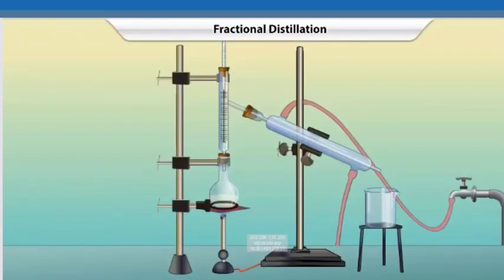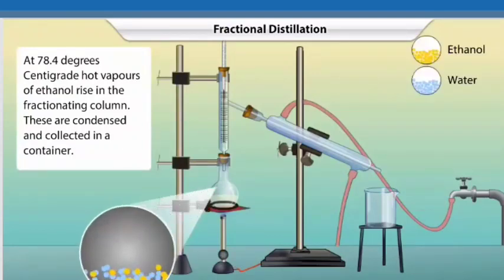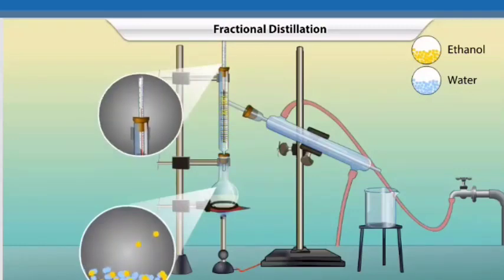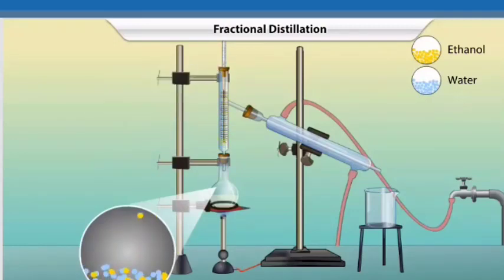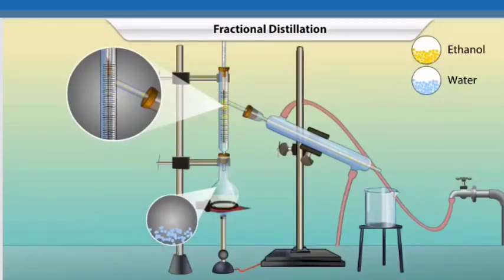Heat the mixture slowly in a round bottom flask. The temperature of the mixture begins to rise till it reaches the boiling point of ethanol. The vapors of ethanol are condensed in the fractionating column and collected in a container.